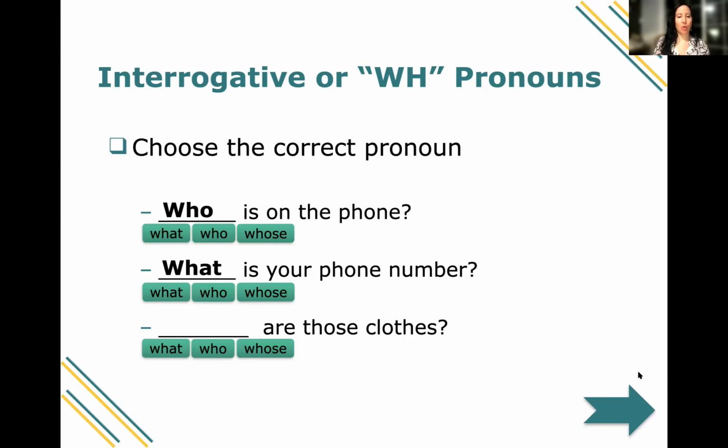The last one. What are those clothes? Who are those clothes? Whose are those clothes? Okay. This is the WH pronoun. Whose would be the what? Personal or possessive? Put it down in the comments. I wanted to see if you were listening.